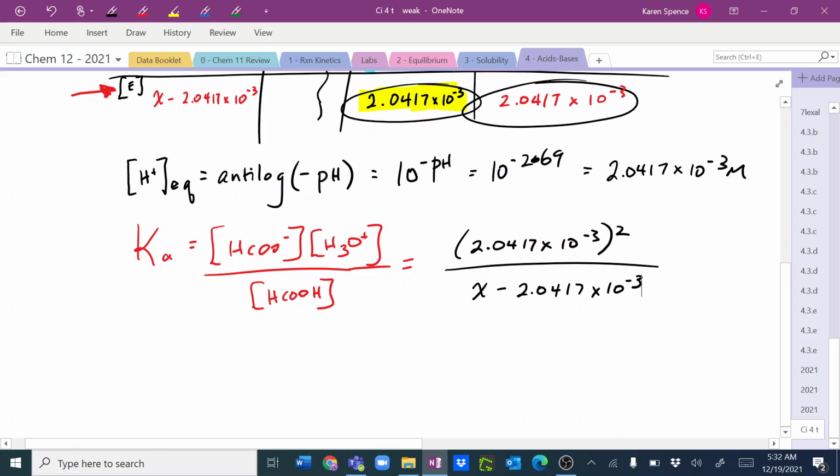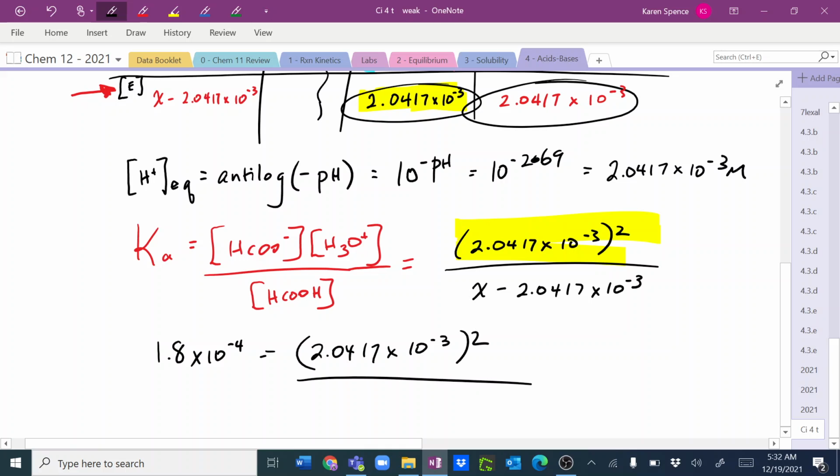Yes, so we now have, let's see, Ka is 1.8 times 10 to the negative 4. If I square 2.0417 times 10 to the negative 3 and then divide by, oh, what am I doing? Silly me. I should write this out first. 2.0417 times 10 to the negative 3 squared over x minus 2.0417 times 10 to the negative 3.